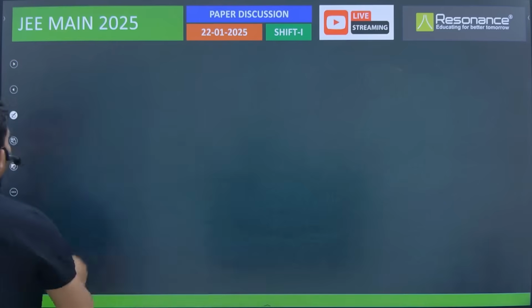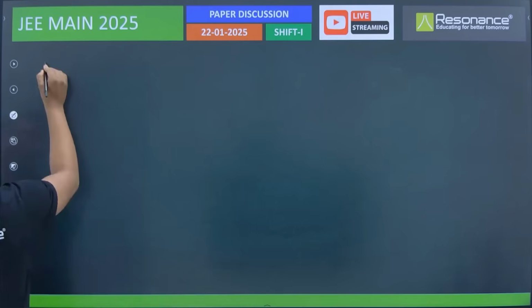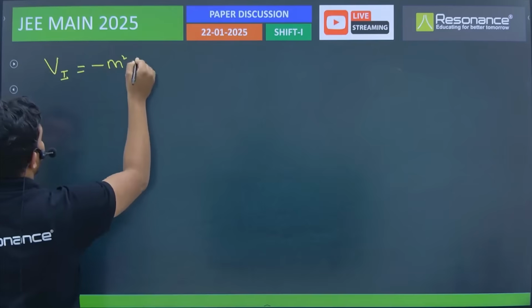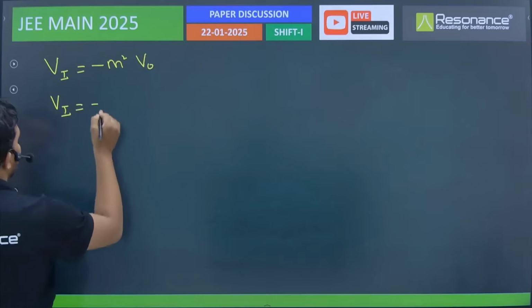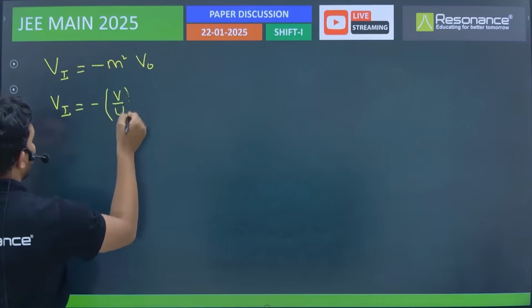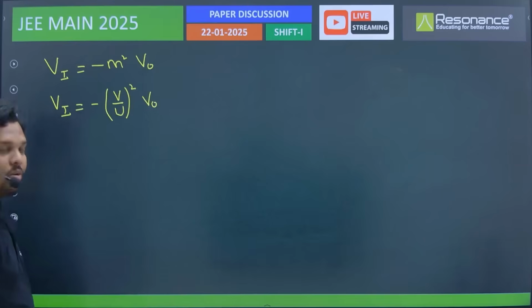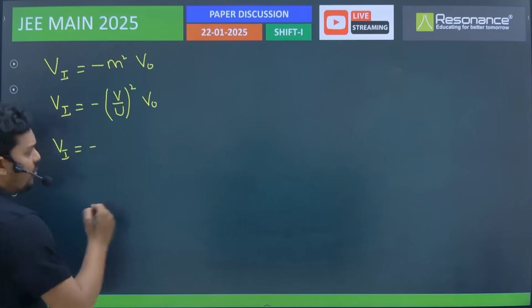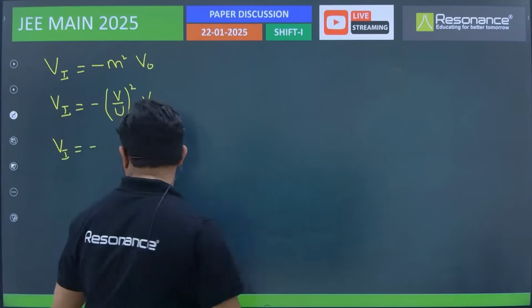Here, first of all, I wish to find out the velocity of the image. We know that the velocity of the image is minus of magnification square into velocity of the object. So the velocity of the image equals minus v by u, whole square, into the velocity of the object. Now, we have the image distance and also the object distance. Let us substitute these back.